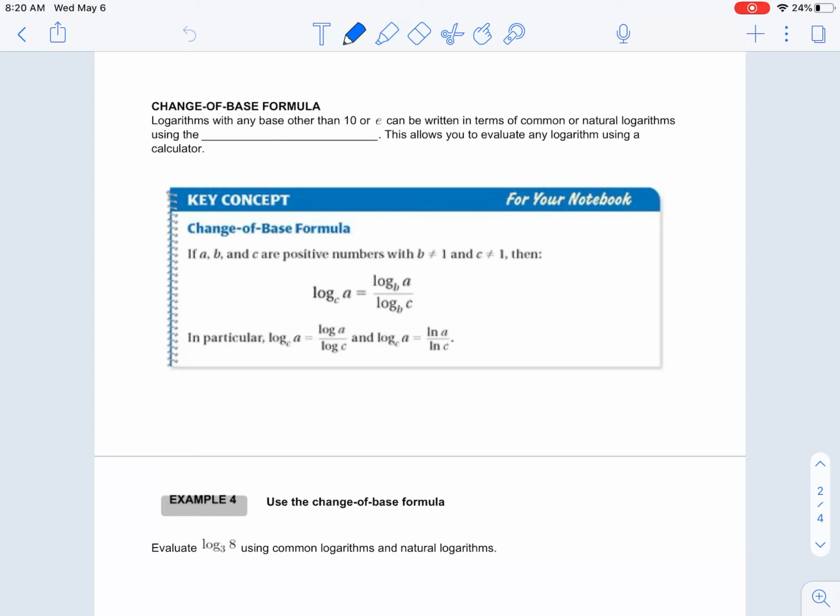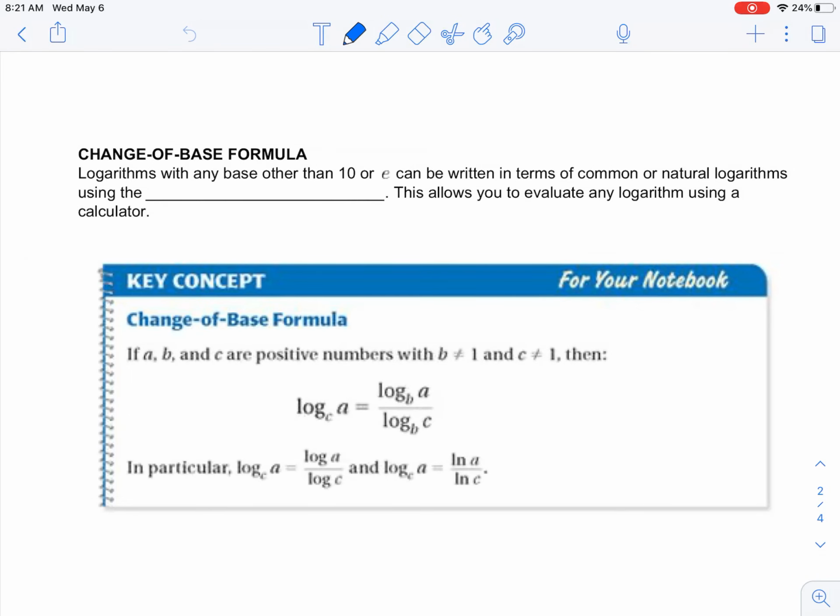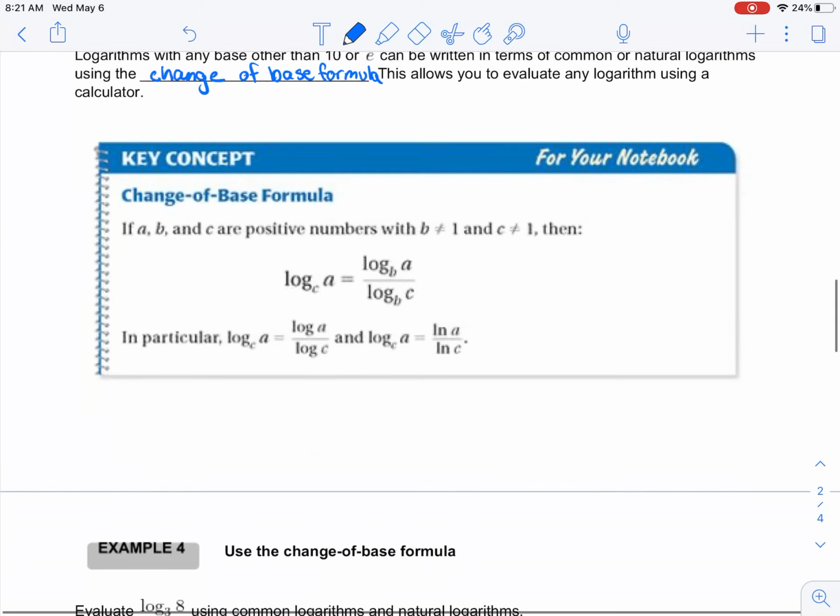So there is actually this change of base formula, and it looks complicated, but once you get it down, it can be quicker to put that into your calculator. So logarithms with any base other than 10 or e can be written in terms of common or natural logarithms using the change of base formula. Change of base formula. This allows you to evaluate any logarithm using a calculator.